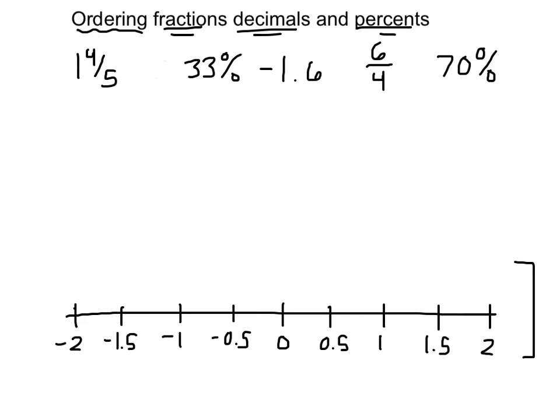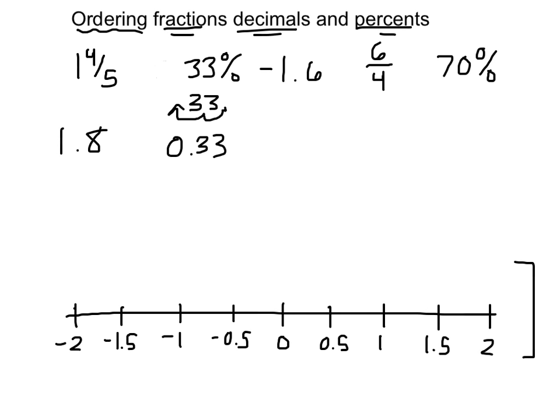So let's go ahead and convert each of these to a decimal. 1 4/5, we just went over what 4/5 is equal to. It's 0.8. So 1 4/5 is 1.8. 33%. To convert 33% back to a decimal, I have to move the decimal 2 places to the left. So 33% is 0.33.